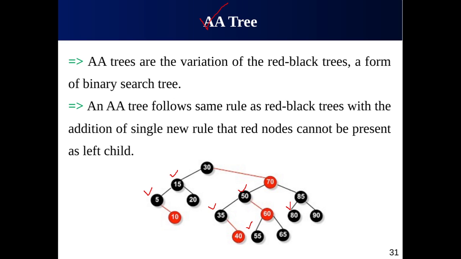So the AA tree follows the same rules as red black tree with the addition of a single new rule, that is the red nodes cannot be present as a left child. That is the main difference between AA and red black tree.